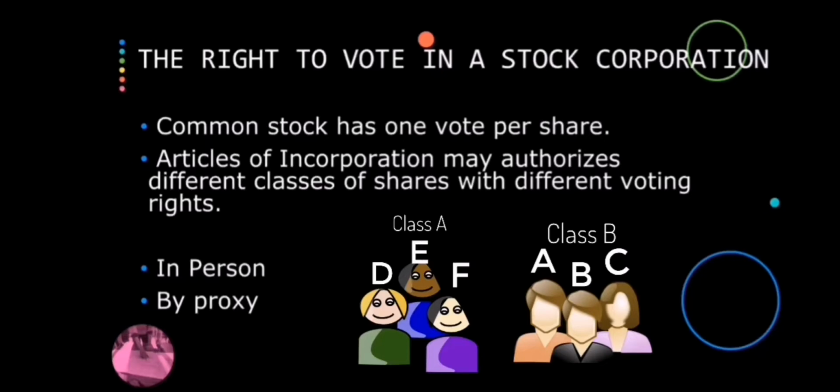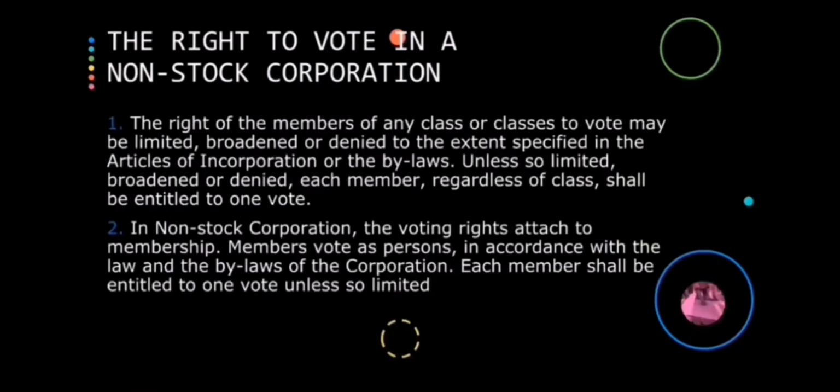Pero wala namang nakasulat sa Articles of Incorporation nila or even dun sa problem na Class B shares ay preferred shares or redeemable shares. Kaya ina-assume natin na yung shares nila ay merong voting rights. Thus, mali ang ginawa ni D na hindi niya binigyan ng karapatang bumoto or maboto sila A, si B, and si C. The right to vote in a non-stock corporation.